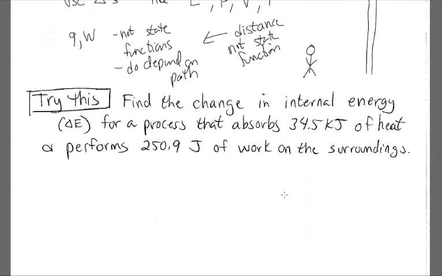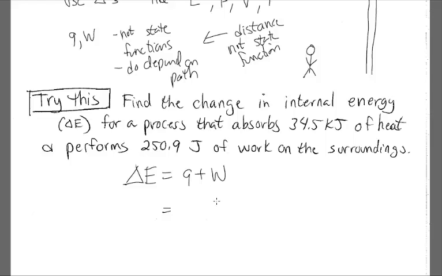All right, so here's something for you to try. Find the change in internal energy, which is energy of the system, delta E, for a process that absorbs 34.5 kilojoules of heat and performs 250.9 joules of work on the surroundings. Stop the tape and calculate that. We will use delta E equals Q plus W. So Q is heat.